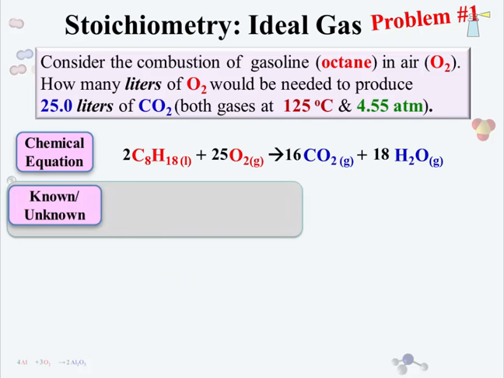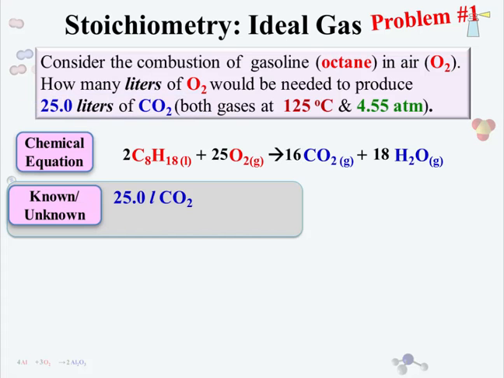Step 2 in the process is a bit easier, finding the known and unknowns. The problem tells us 25.0 liters of carbon dioxide is produced. Add that to the setup as a known quantity. Liters are the given unit and CO2 is the given or current substance.